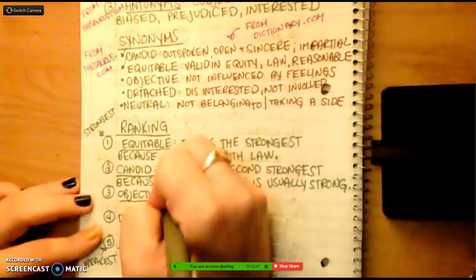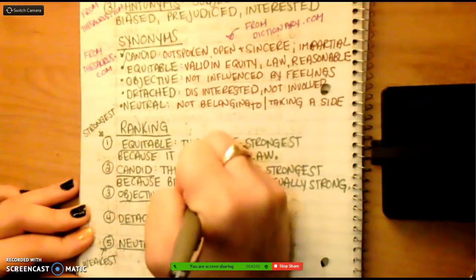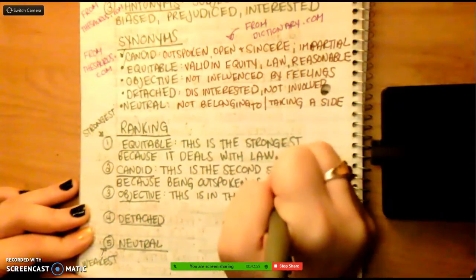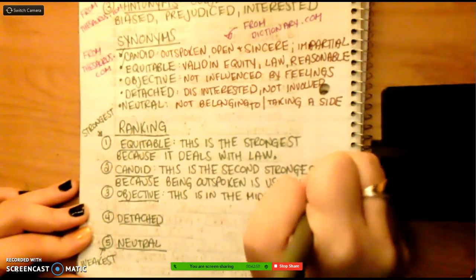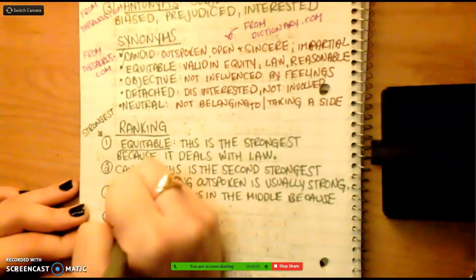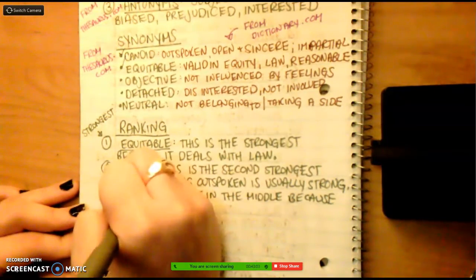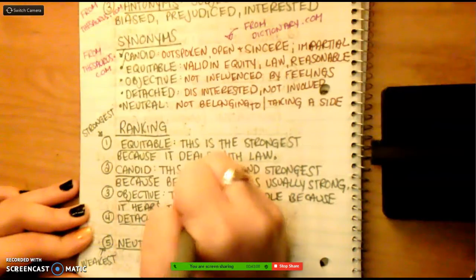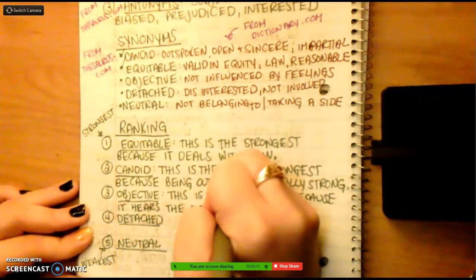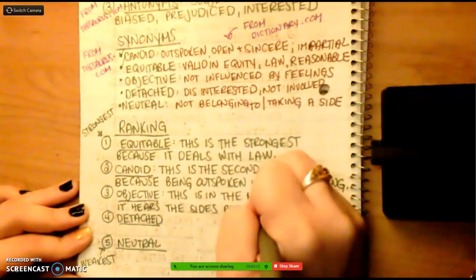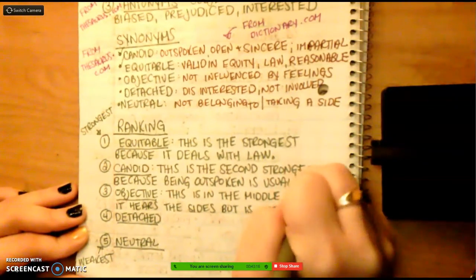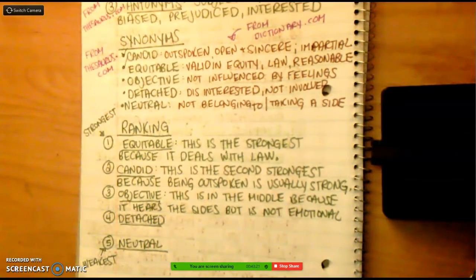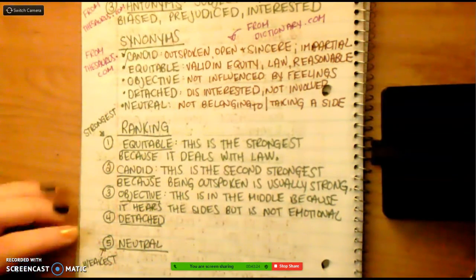So objective, this is in the middle because it hears the sides, but is not emotional. Because when I think of the word outspoken, I think about someone being emotional. So that means it's a little bit stronger of a word.